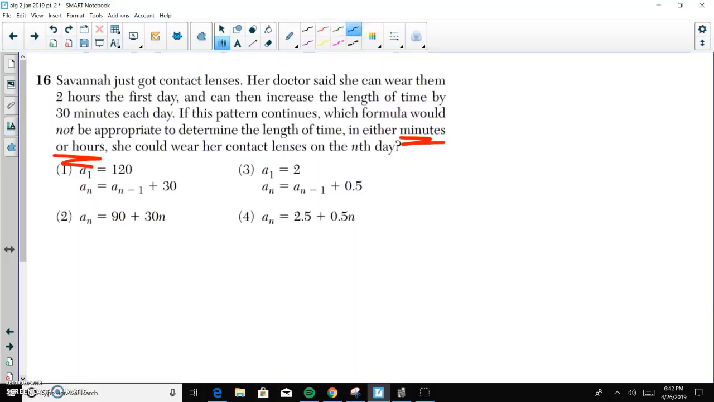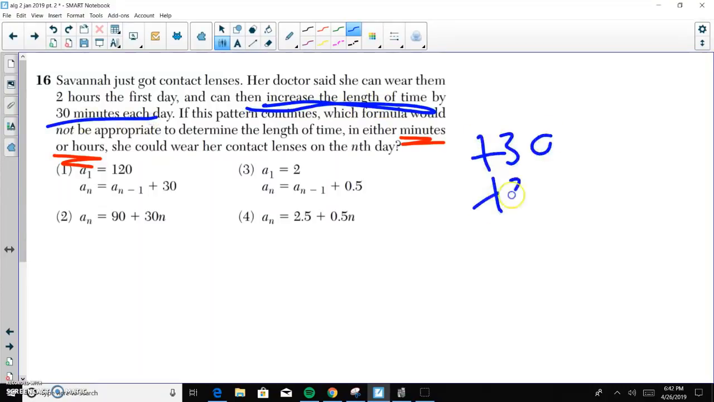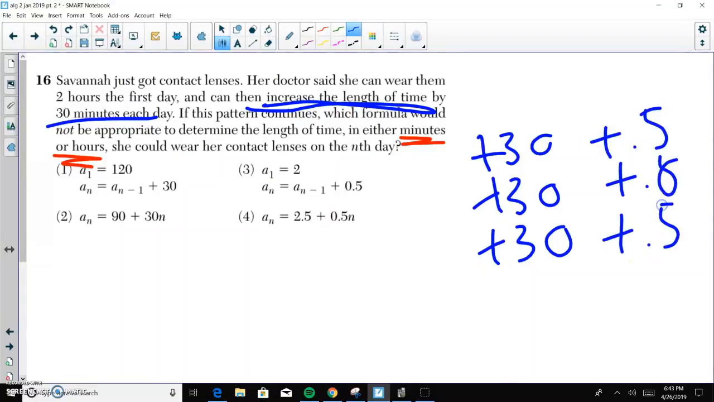So this is going to be arithmetic because it's increasing the same time every day by 30 minutes, plus 30, plus 30, plus 30. Okay? Or plus 0.5, plus 0.5, plus 0.5. So that's half an hour. Half an hour is the same thing as 30 minutes. So it has a common difference. So let's look at each of the choices. So choice 1 is saying the previous term plus 30.